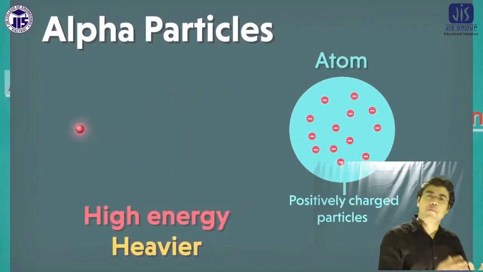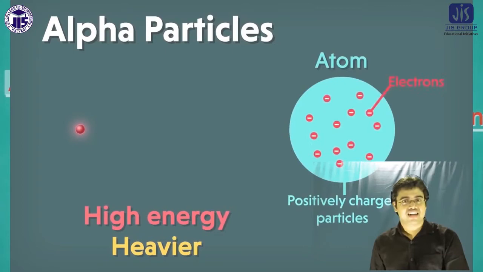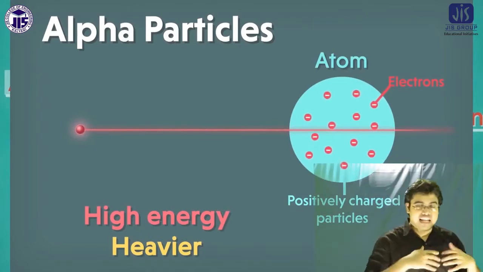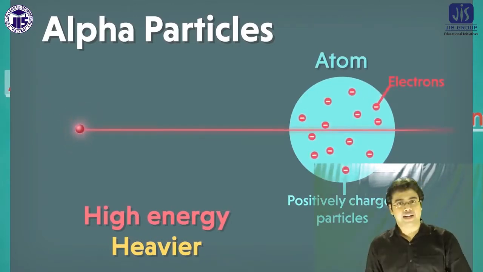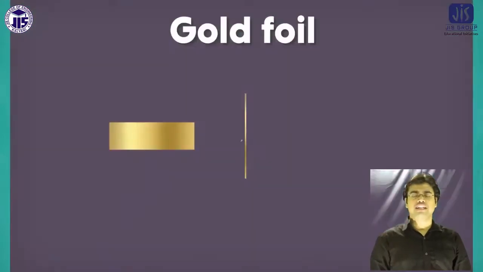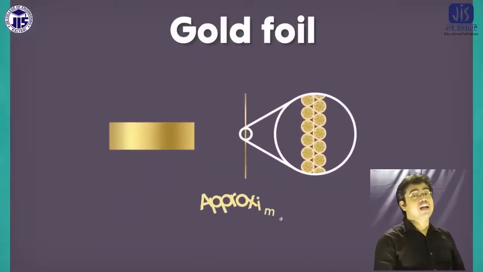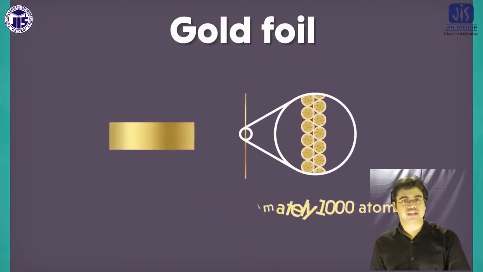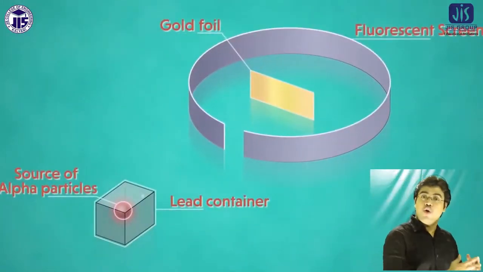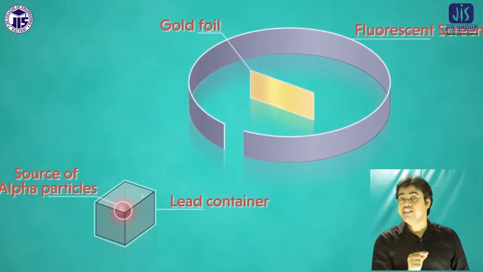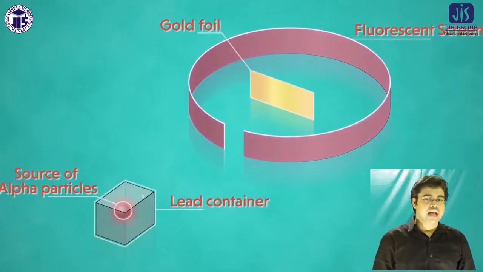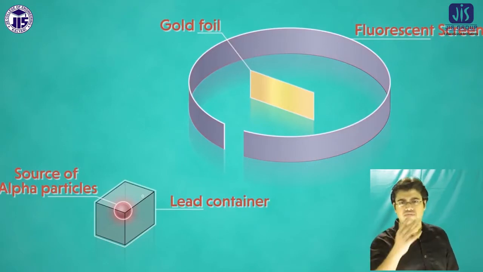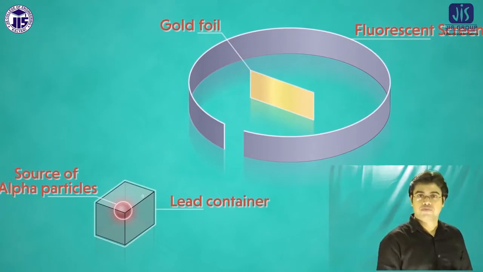And according to the plum pudding model, Rutherford thought that all the alpha particles should go through the gold foil. That's why Rutherford used the gold foil. He used gold foil because it is very thin and approximately made of 1000 atoms. And there is a band also. Band means it is actually the detector. If the alpha rays pass through the gold foil, then the alpha rays hit the detector. The detector is actually a fluorescent screen. That means when alpha rays hit the fluorescent screen, it will glow.